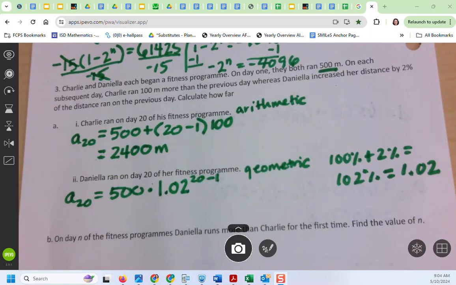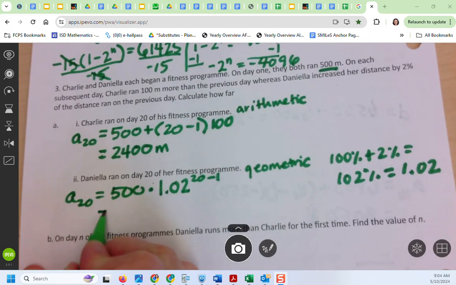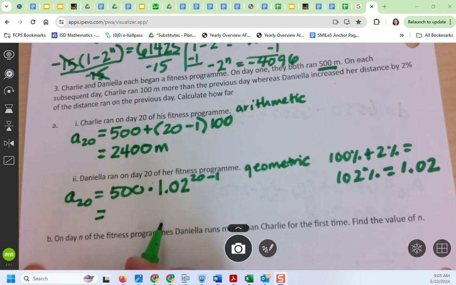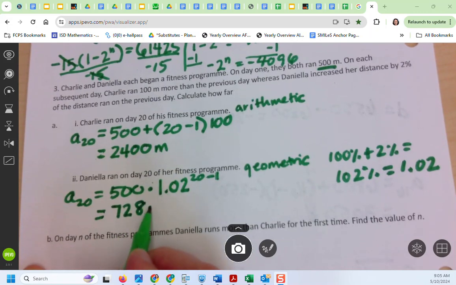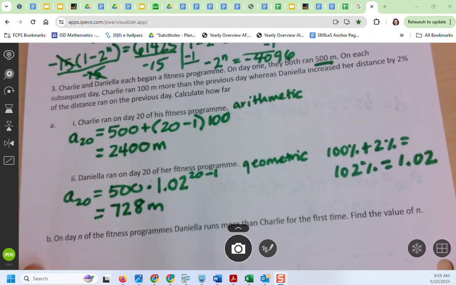All right, Daniela is not running too much on day 20. Eventually, she'll be running a lot because exponential will grow quickly eventually. She just hasn't gotten to that yet. So she's doing about 728 kilometers. No, meters. Kilometers would be a lot. 728 meters.